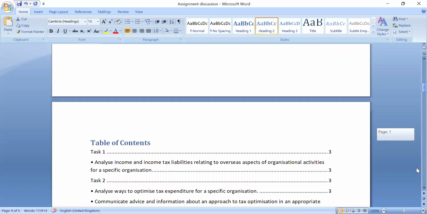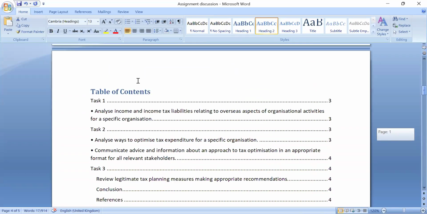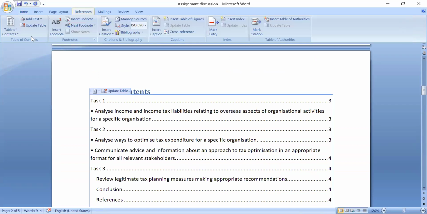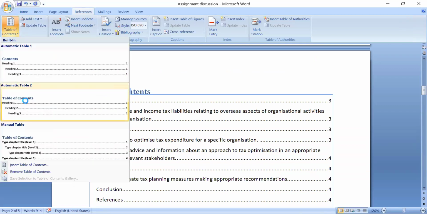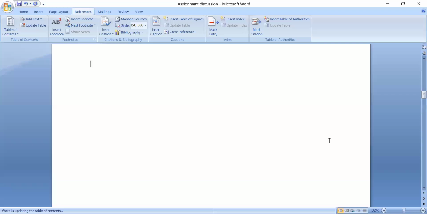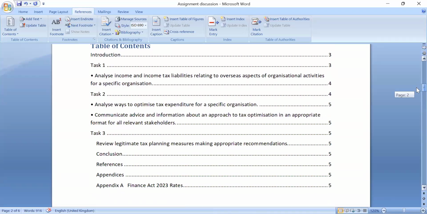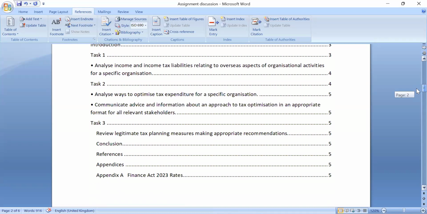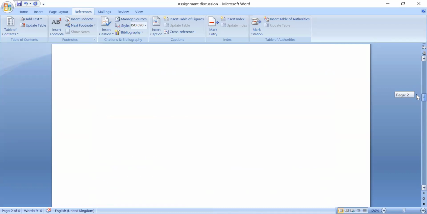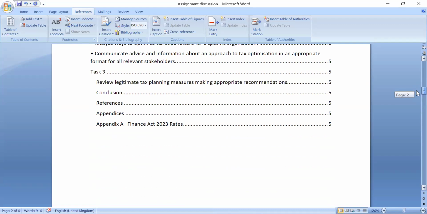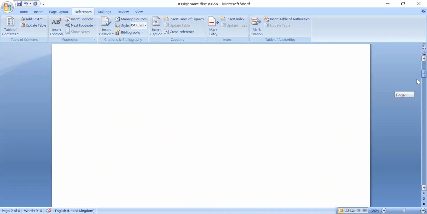So when you finish, I can show you here, click the reference button on your left hand side. It's called table of contents. You click there, and it will update the table of contents for you. You will see task one, task two, and task three, all the headings we included in our assignment. That's absolutely fine, and we can link to them.